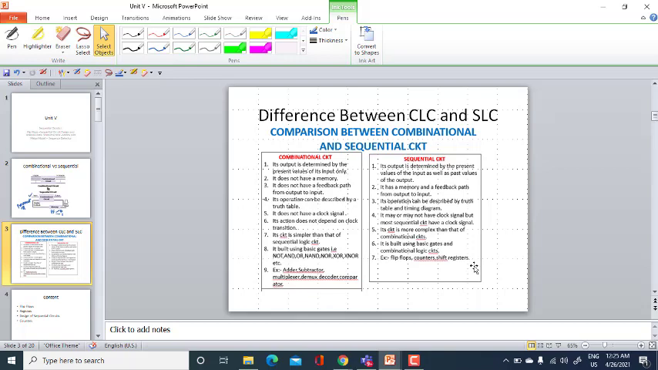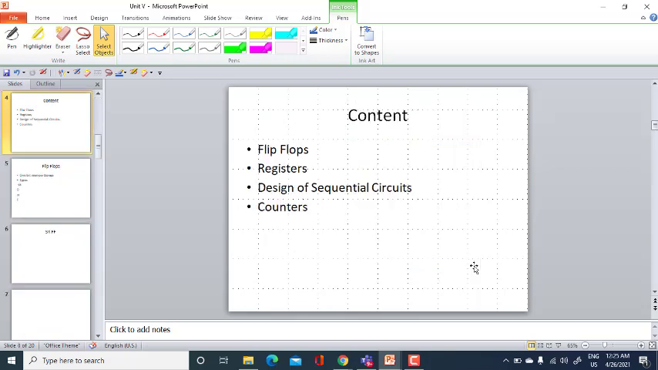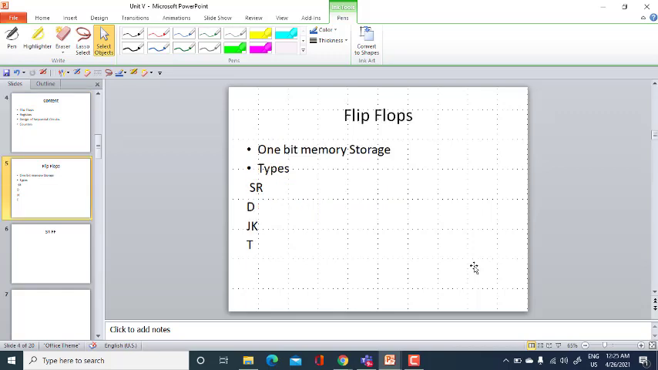Okay. So let us go ahead with the content of today's class. So today we are going to cover the flip-flops. Later we will go ahead with the register and how to design a sequential circuit, maybe synchronous or asynchronous. And later we will go ahead with the counter. The first, today we are going to cover the content of flip-flop.